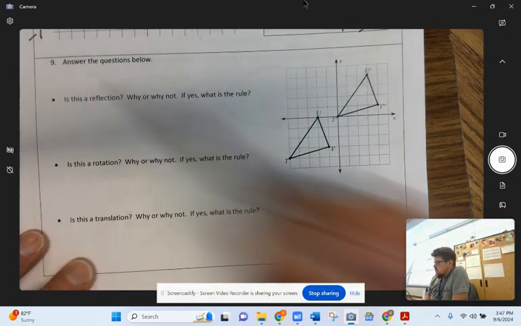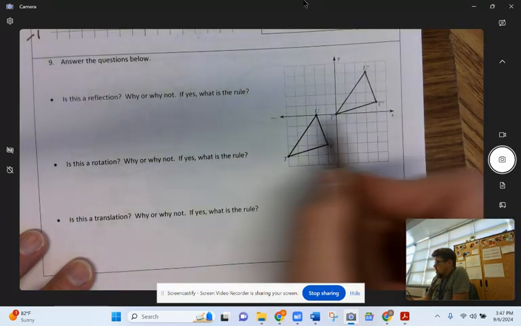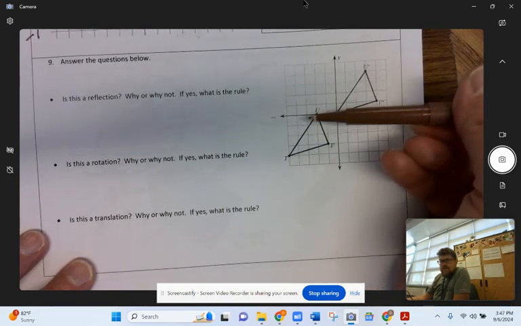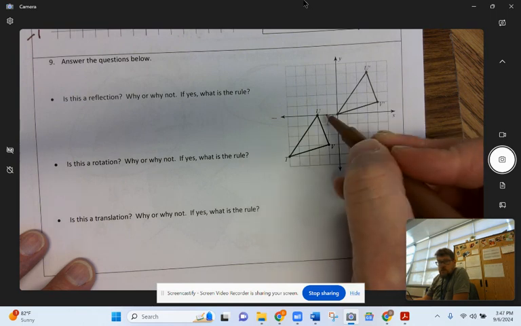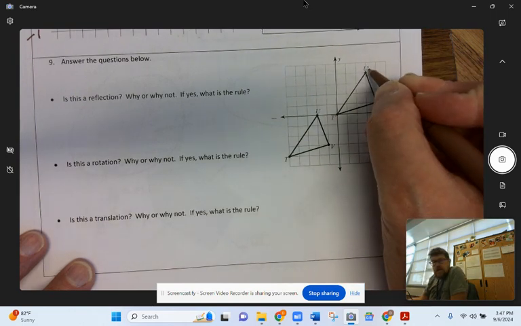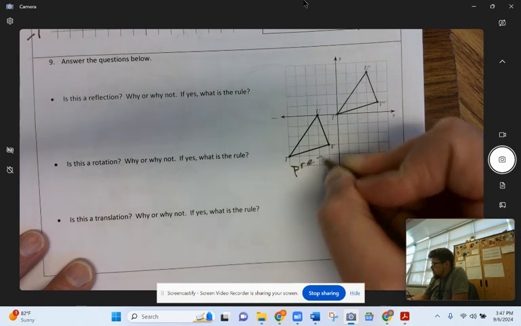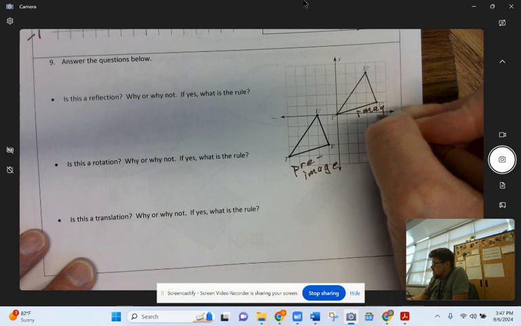Is this a reflection? Well, if it was a reflection, it would either be reflecting over the y-axis or the x-axis. And if you can imagine it as pointing left for this, actually, since this is the original, let's go here. I know that this is the original because this one has the little prime notation on it to indicate that this is the new one. So actually, let's label this as the pre-image first, and this is the image, or new one, second.